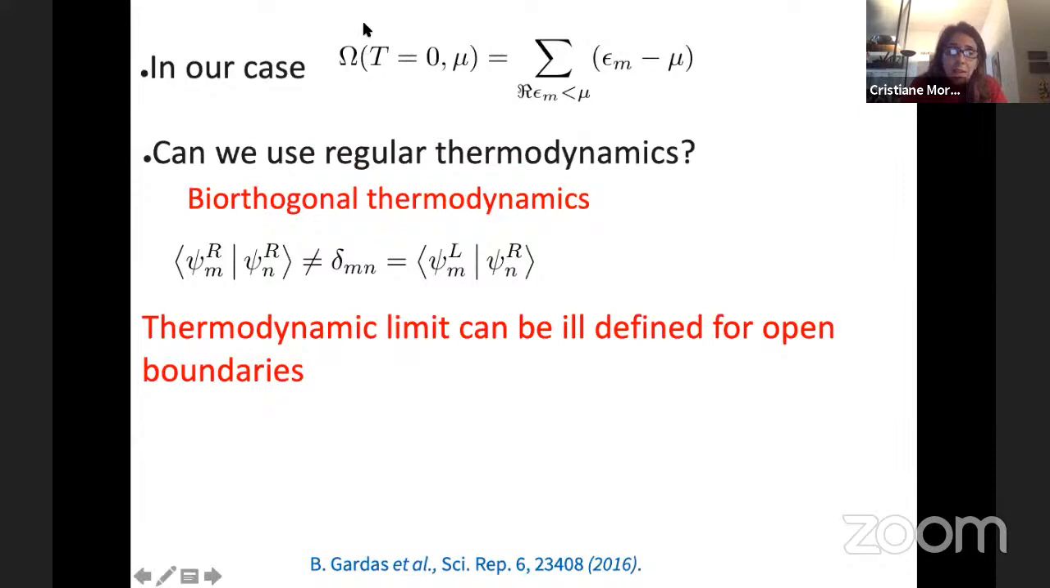So now we will look at things at 0 temperature and calculate the sum of the energies. But now these energies are going to be complex, right? So I could even have a complex mu, and these energies are now complex, and the sum of them is going to give me my thermodynamic potential. But I have to remember that I cannot use regular thermodynamics. I have to use what is called the biorthogonal thermodynamics, because now my delta Mn is not the overlap of psi right with psi right or psi left with psi left, but the overlap between psi left and psi right. Okay? And we also have the problem that the thermodynamic limit could be well defined for open boundaries, because the system becomes unstable when I have an open system and I make it larger and larger.